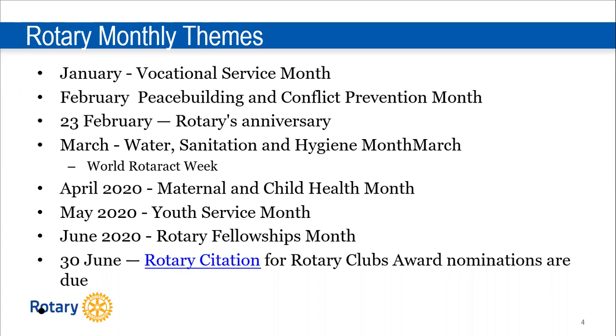January was Vocational Service Month. February, Peace Building and Conflict Prevention Month. And February 23rd, of course, is Rotary International's anniversary. Then in March, Water Sanitation Hygiene Month, and then you have the World Rotaract Week in that month. April is Maternal and Child Health. May, Youth Service. June is the Fellowships Month.